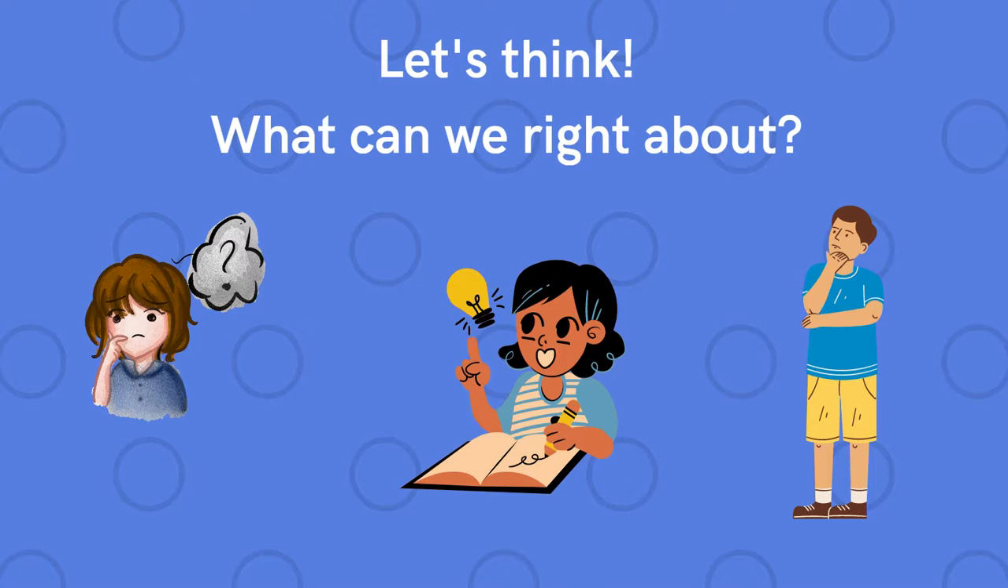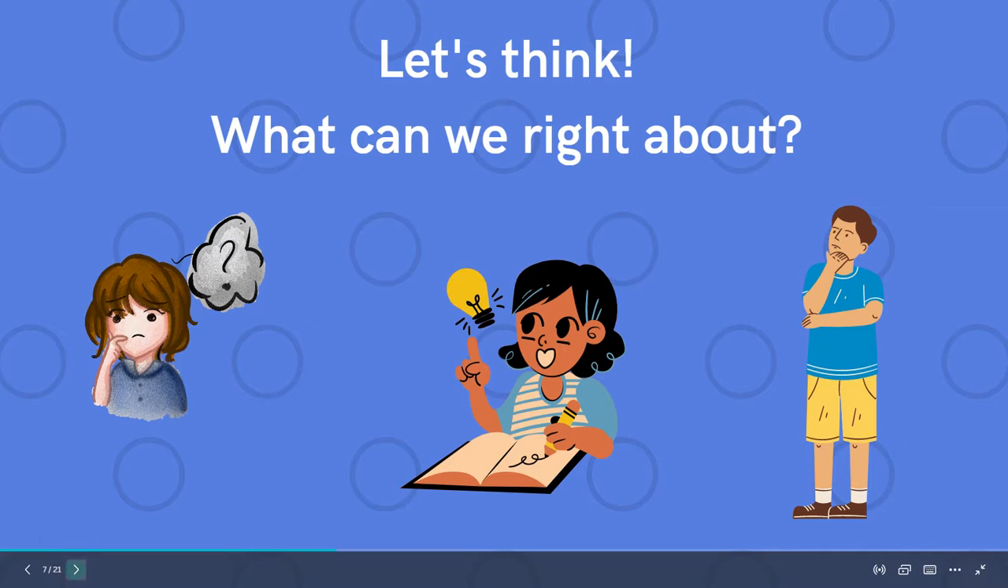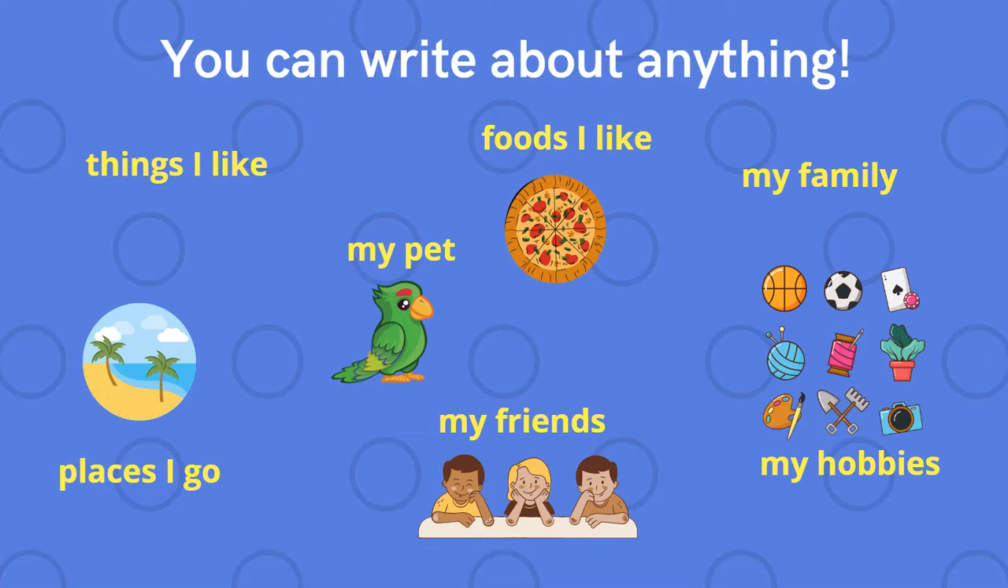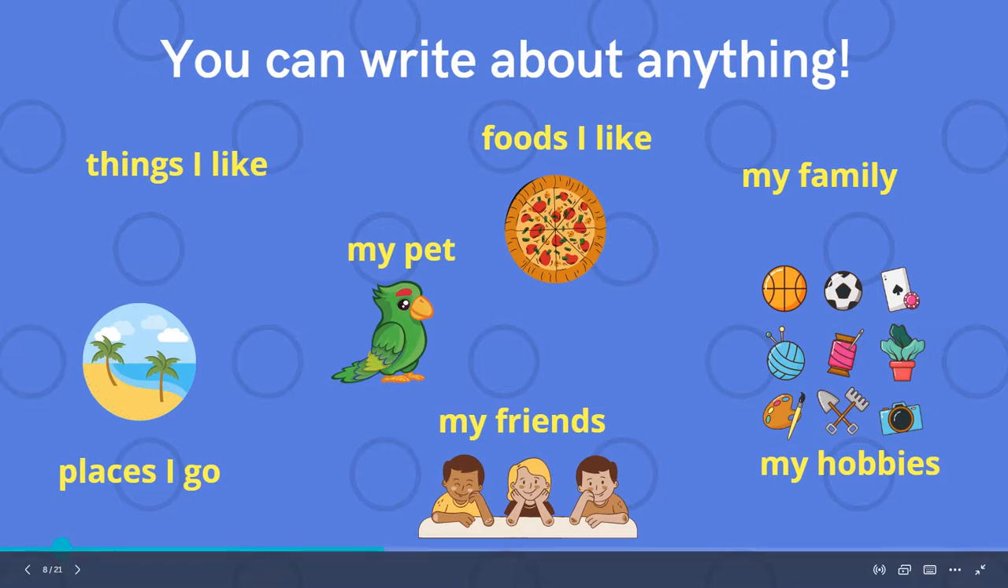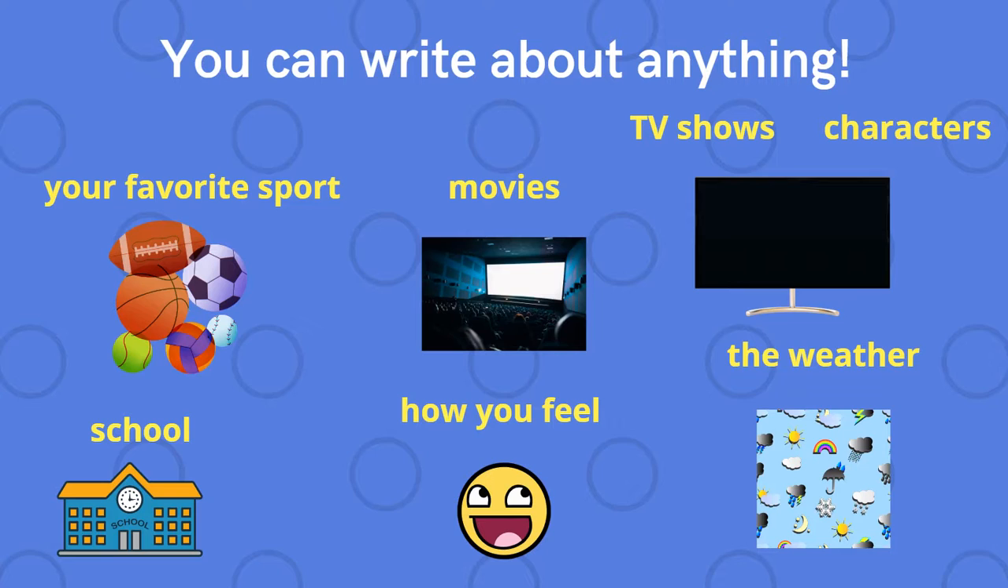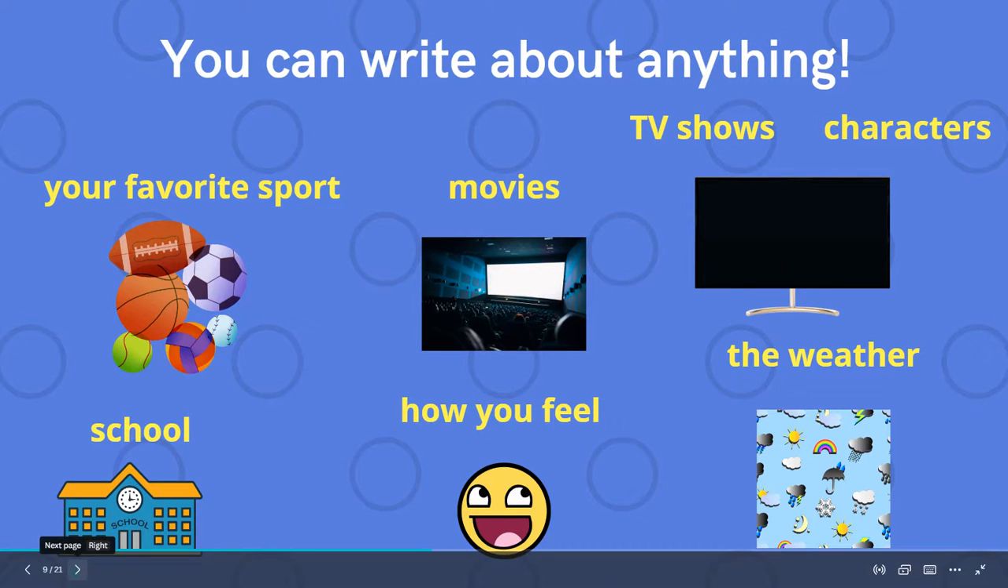The first thing we want to do is think. What can we write about? You can write about anything. You can write about things you like, places you go, pets, food, your friends, family, your hobbies, your favorite sport, school, movies, TV shows, your favorite characters, the weather. You can write about how you feel.